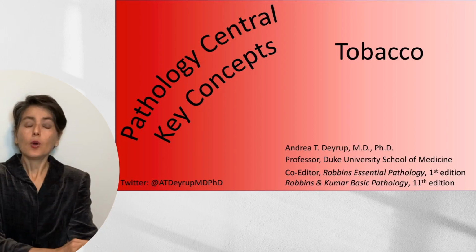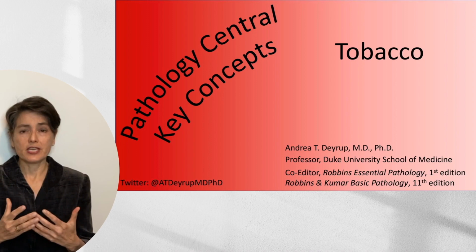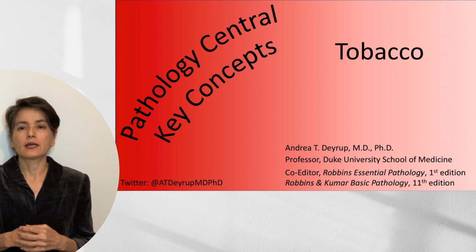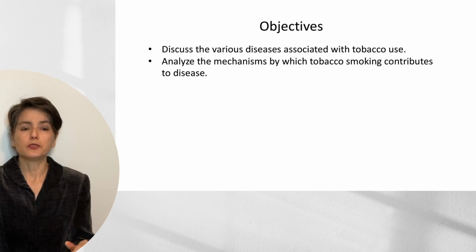This video topic is tobacco. So we're looking at this in the context of environmental pathology because tobacco has a tremendous impact on health. Now, when we're talking about tobacco, what we're really thinking about here is going to be cigarette smoking. We know that cigar smoking and pipe smoking have a smaller impact on health, and smokeless tobacco is primarily associated with your oral carcinomas. So let's go ahead and talk about the various diseases associated with tobacco use and the different mechanisms by which tobacco smoking contributes to disease.